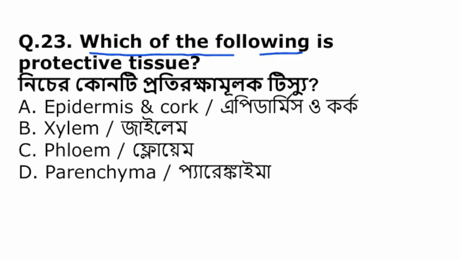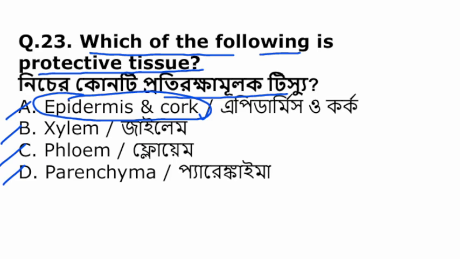Which of the following is protective tissue? এর মধ্যে কোনটা প্রতিরক্ষামূলক টিস্যু? Epidermis and cork, xylem, phloem, parenchyma. So among them, epidermis and cork is protective tissue that protects from mechanical injury and also water loss থেকে বাঁচায়.